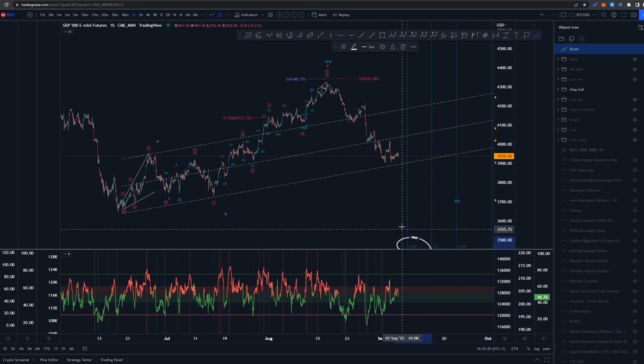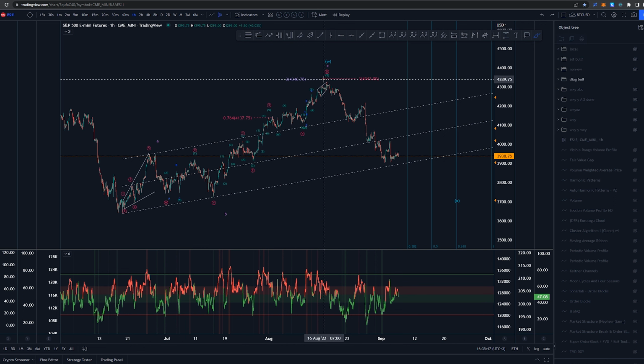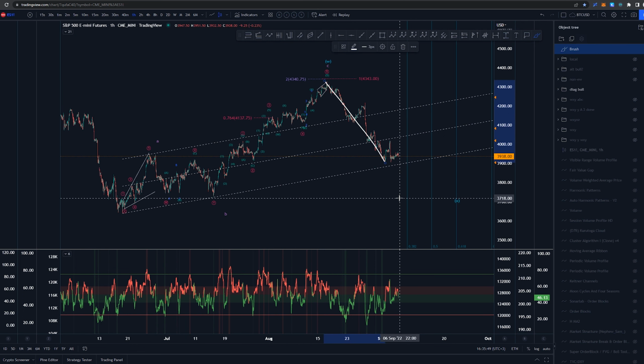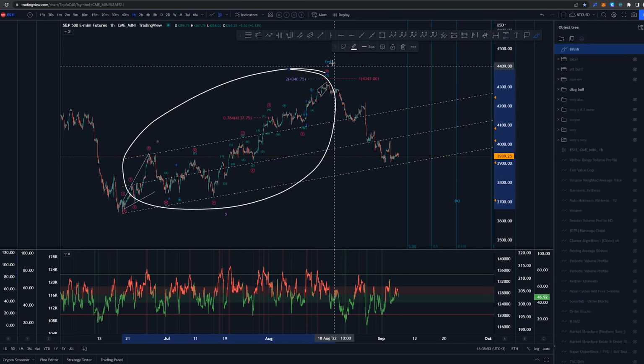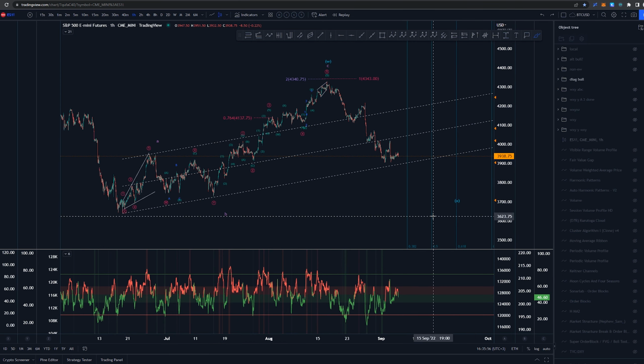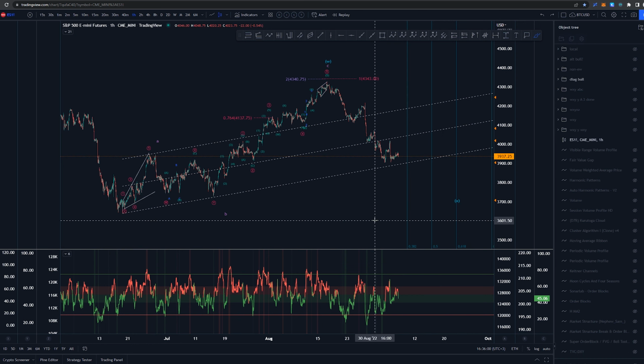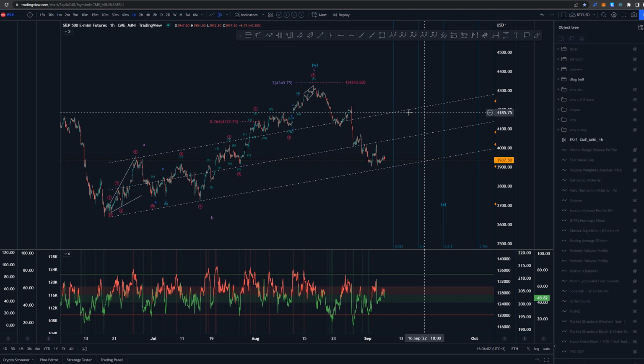Now this 38.2 here is the minimum amount of time we want to see for this structure over here to be taking, comparing this wave W here against the wave X. Now we have not reached the 38.2, which is again what I consider as a minimum. So to me, I don't think this is done as of yet.